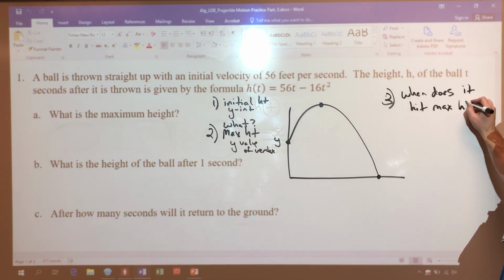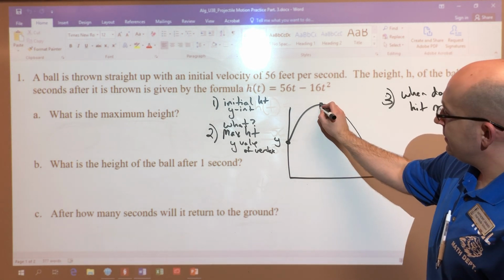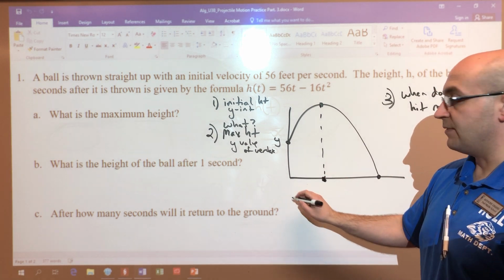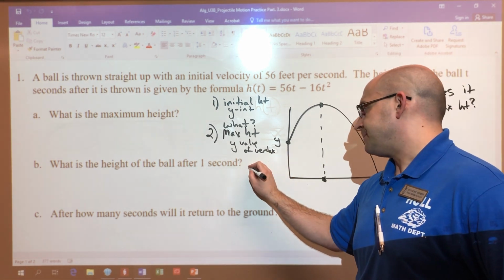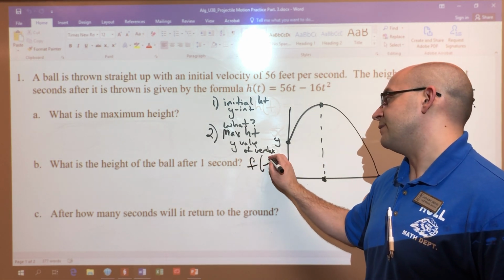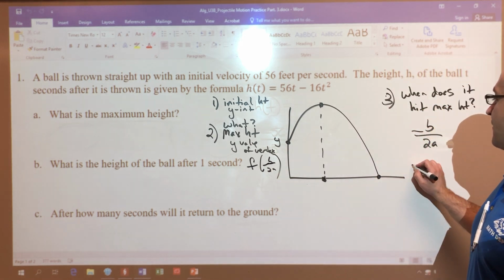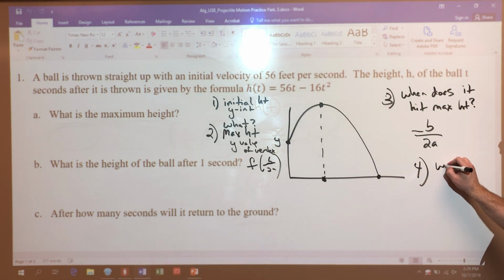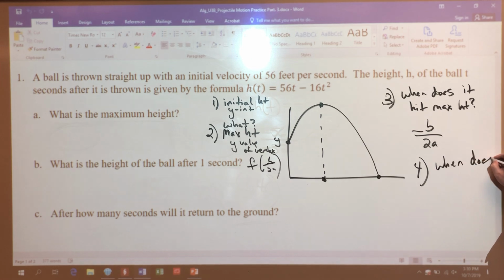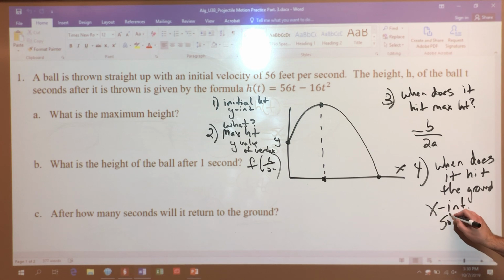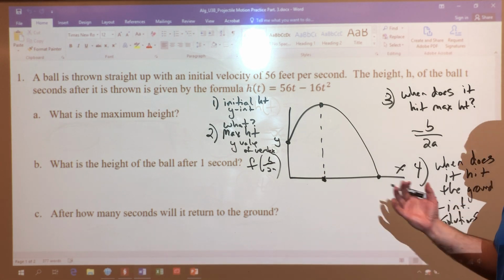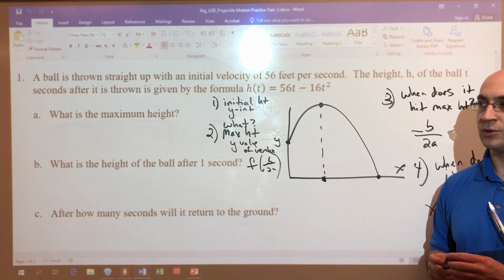When does it hit max height? So the when is the x value of the vertex. So it would be the negative b over 2a part, while this is the function's value at negative b over 2a. Okay. And then the fourth question is, when does it hit the ground? And the ground always, again, represents the x-axis, so I'm looking for x-intercepts or solutions or roots or whatever. So those are the four things that you're going to need to know when you solve a projectile motion problem.